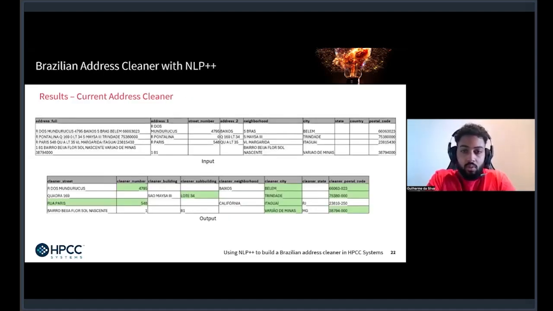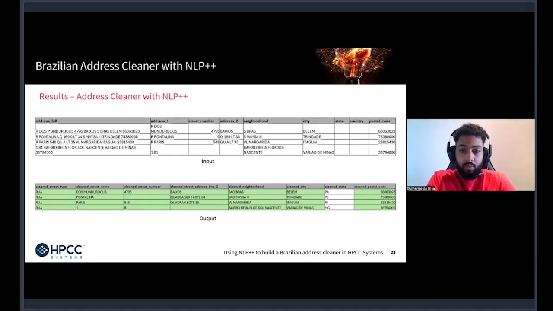With the results generated and addresses cleaned, we can check the effectiveness of the analyzer. First, let's compare the input data with the output data from the current address cleaner. The fields highlighted in green indicate those that have been cleaned correctly by the cleaner, while the other fields have been assigned to the wrong field or have been fed different values from those presented in the input data.